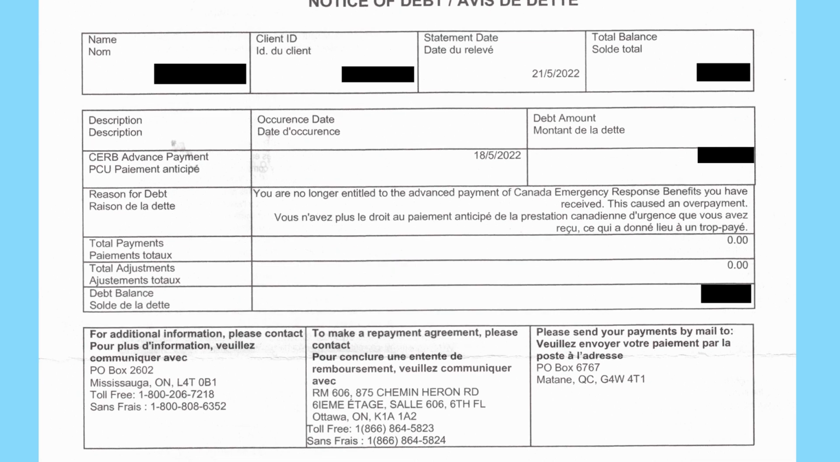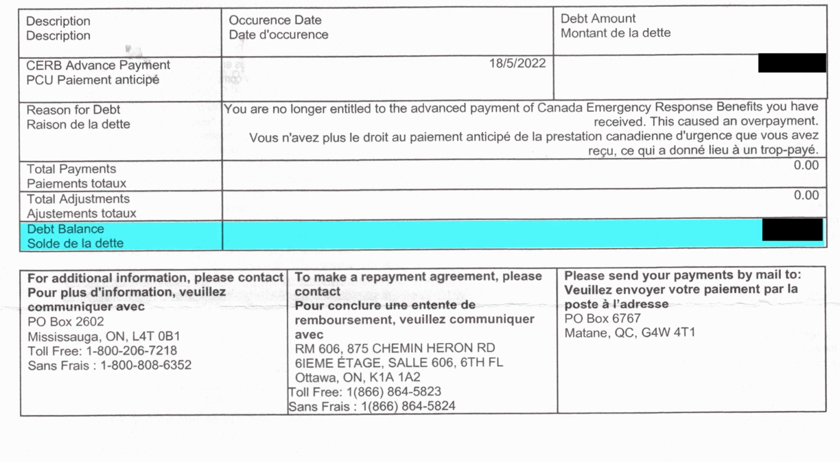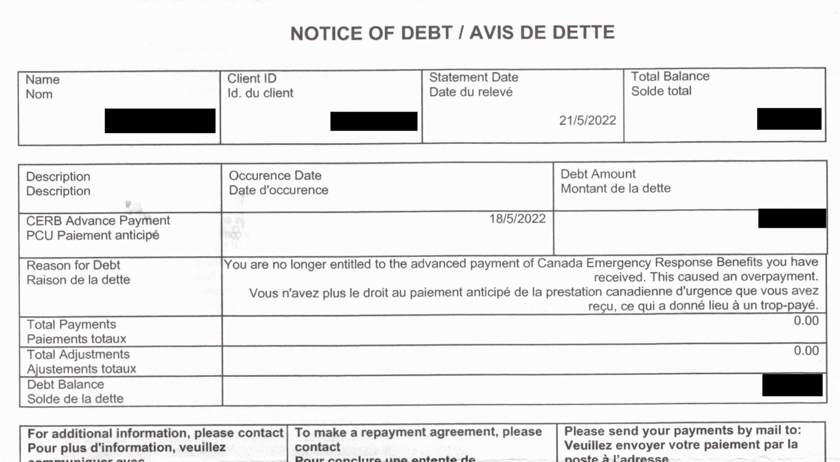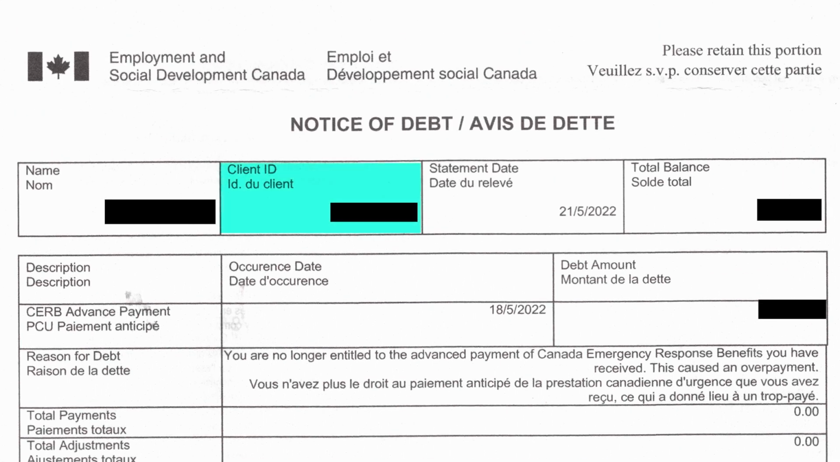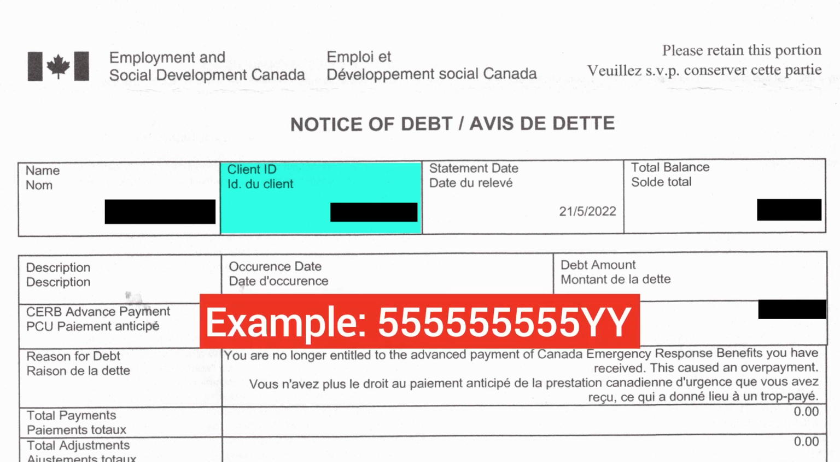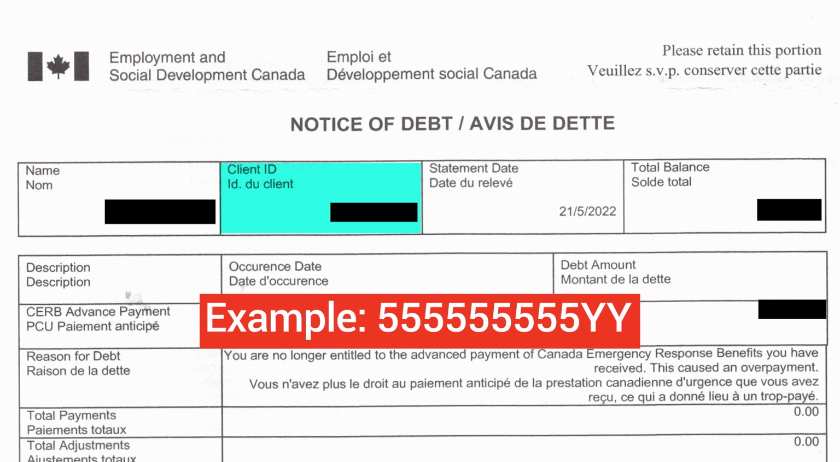The first thing you want to do is look at your total balance. When you look at the total, figure out if you can pay it all at once or if you need to make payment arrangements, which the Government of Canada allows. You then want to look at your client ID. This is your 9-digit social insurance number with 2 letters at the end. This will be important later because you need to add it as part of your online bill payments.